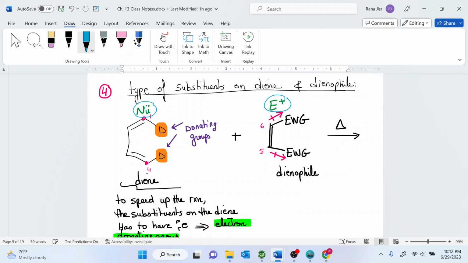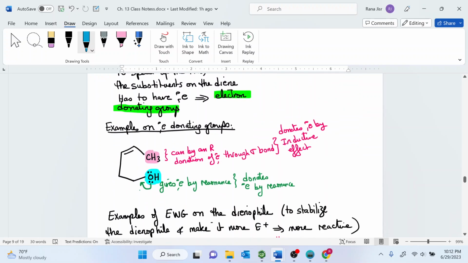And this is how the reaction is driven by starting from the nucleophile, giving electrons, and then making a bond between 4 and 5, and then making a bond between 6 and 1 in there. So to make the diene more nucleophilic, you need to add electrons to it. To add electrons to it, you are going to place substituents on the diene to give electrons to the diene. And those substituents, we're going to call them donating groups, electron donating groups.